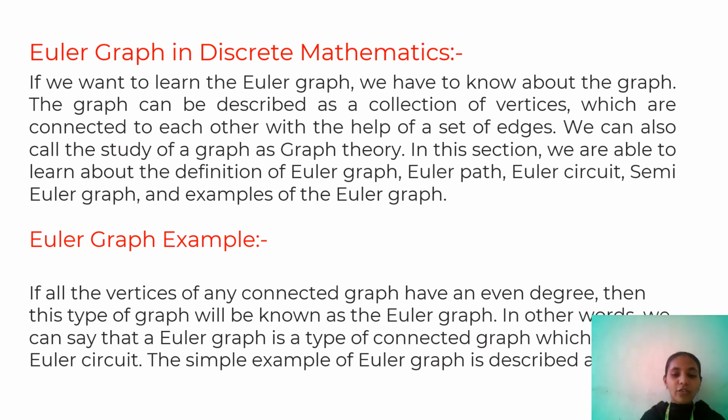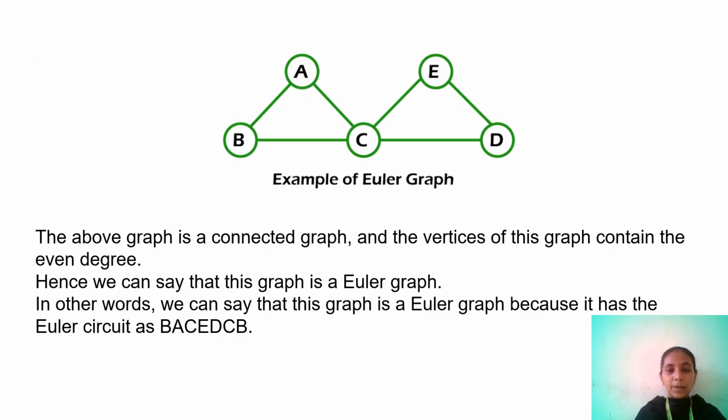Euler graph example. All the vertices of any connected graph have an even degree. This type of graph is known as Eulerian graph. In other words, we can say that Euler graph is a type of connected graph which has an Euler circuit. The simple example of Euler graph is described here. The above example is a connected graph, and the vertices of the graph contain the even degree. Hence, we can say that this graph is Euler graph.